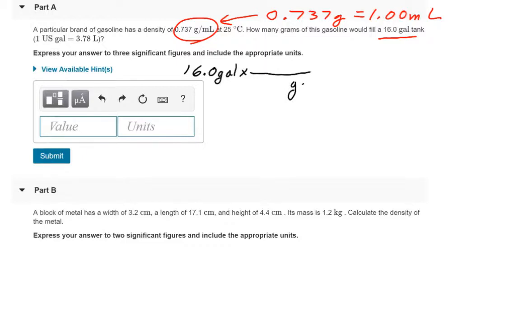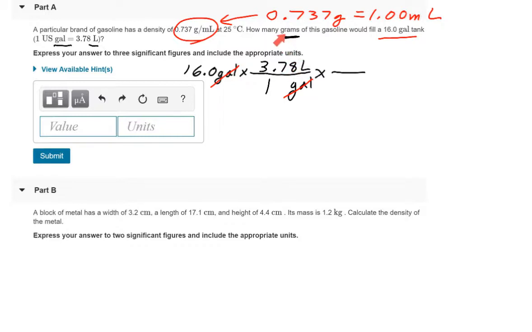So let's see, where are we trying to get to? We're trying to get to grams of gasoline here. I don't know a quick way to go from gallons to grams. So what can I do? Hey, I know a way to go from gallons to liters. I know that 1 gallon is 3.78 liters. So we've got that, so it cancels out. Now we have liters.